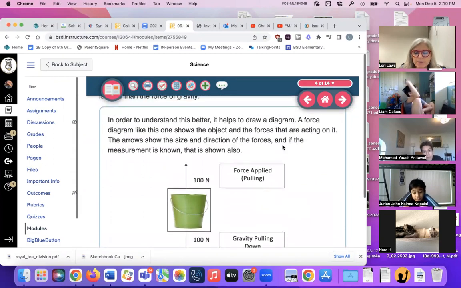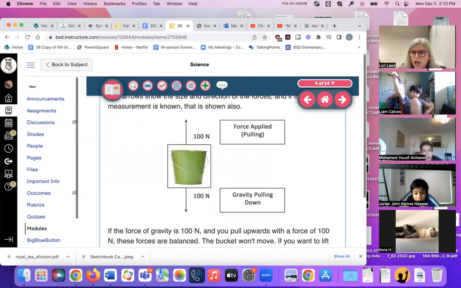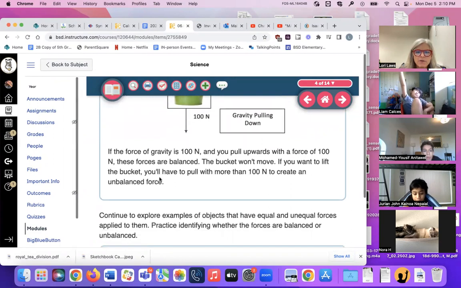So in order to understand this better, it helps to draw a diagram showing the force on the bucket up and the force below. If the force of gravity is 100 newtons and you pull upwards with a force of 100 newtons, the forces are balanced. The bucket won't move. If you want to lift the bucket, you'll have to pull with more than 100 newtons to create an unbalanced force.